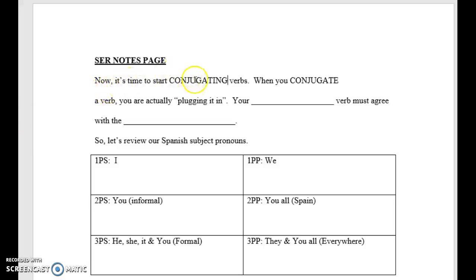Now it's time to start conjugating verbs. This should not be a new word to you. You've heard it as we've talked about the verbs in our short stories. When you conjugate a verb, you are actually plugging it in. Your conjugated verb must agree with the subject of your sentence. That includes your subject if it's people or your subject if it's a subject pronoun.